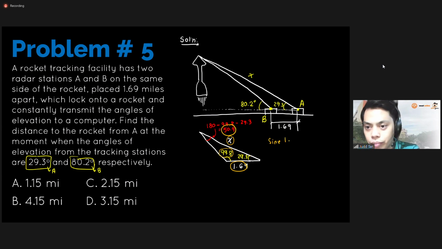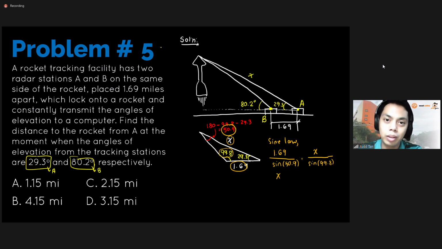By sine law, that is 1.69 over sine 50.9 equals X over sine of 99.8. So ano pong sagot natin? X is equal to... yun, may answer na. Nasa choices. 2.15 miles. Yes. Very nice. Check.